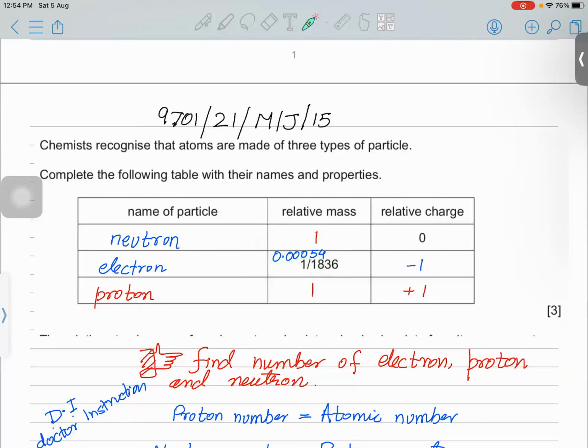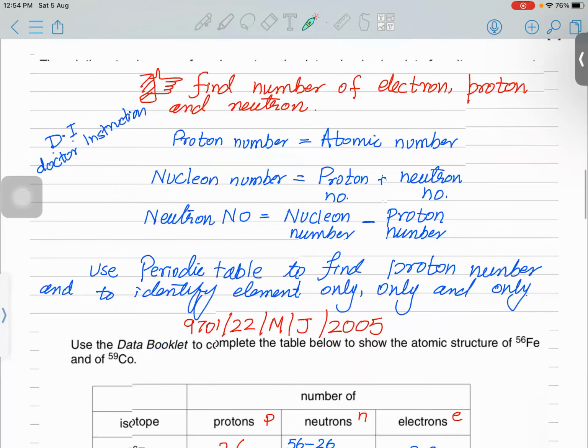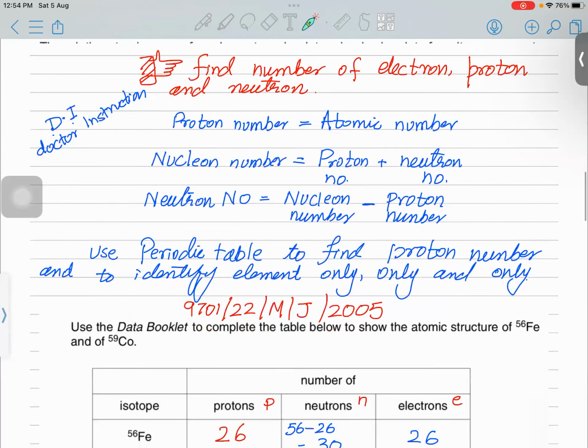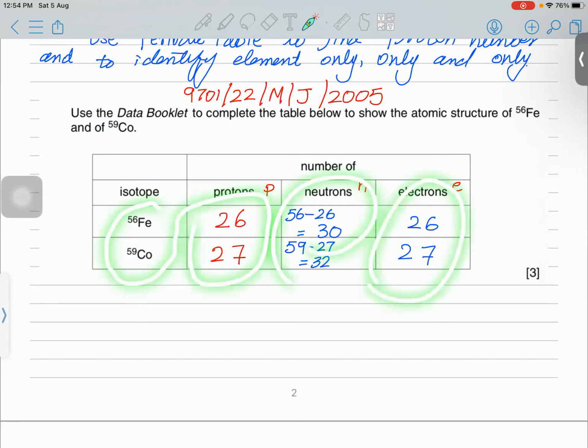Now you can compare the masses of these particles. If neutron is 1, proton is 1, so the mass of electron is 0.00054, thousands of times lighter. Then we discussed different formulas to find the number of electron, proton, and neutron. Then you determine proton number, neutron number, electron number.